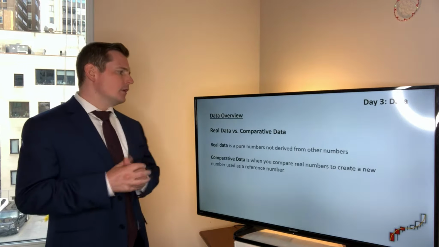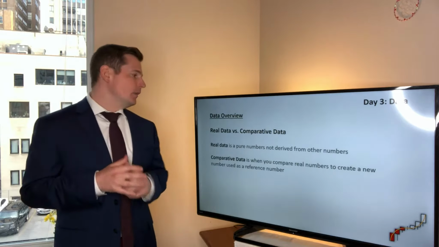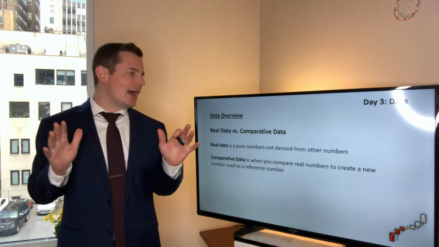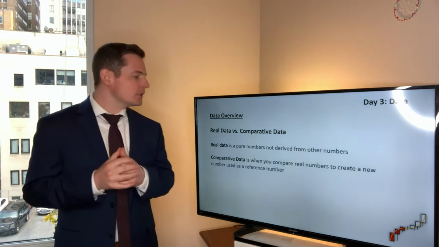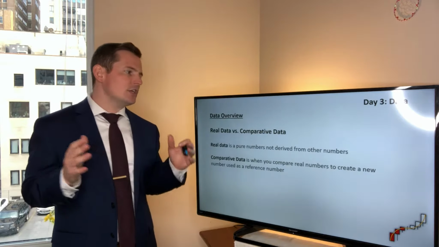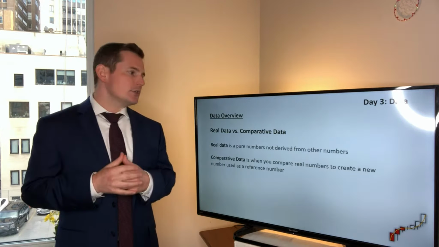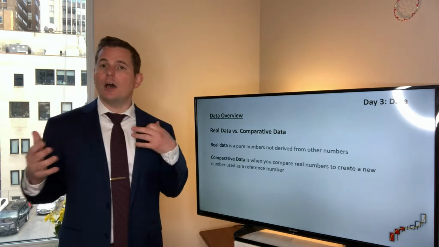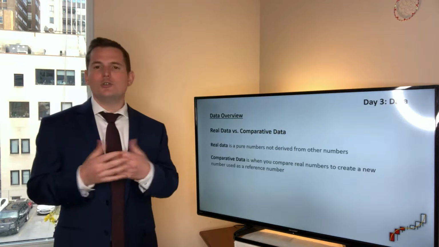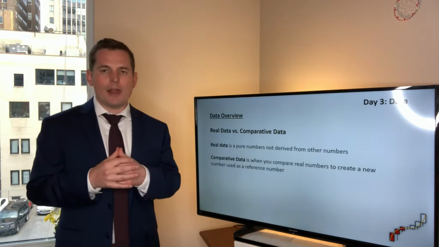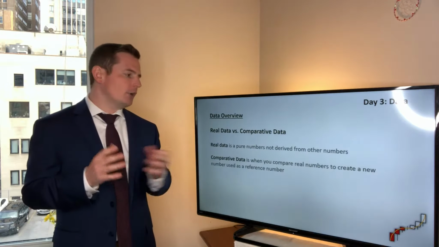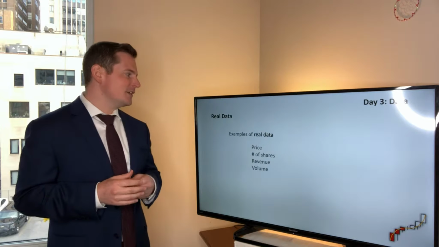So we're going to talk about real data, which are pure numbers. They're not derived from any other numbers. And then we're going to talk about comparative data, which is real numbers that are compared to other numbers, meaning that they're just used for a point of reference to get a perspective on a certain thing. And we're going to cover both of these today.